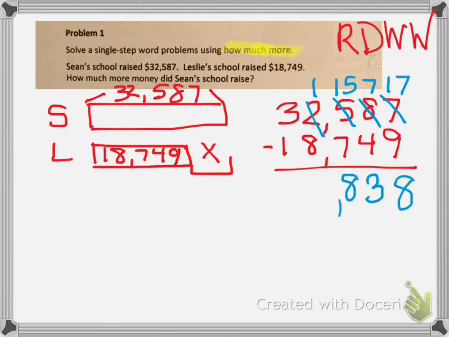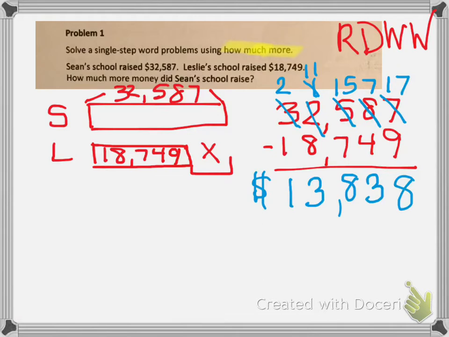There's our comma. 1 take away 8. Can't do that either. Move next door to the 3. We're going to rename that as a 2. We're going to bring a 10 over. This is going to be 11. 11 take away 8 equals 3. 2 take away 1 is 1. Okay, and we're looking at dollars here. Remember, it's dollars.